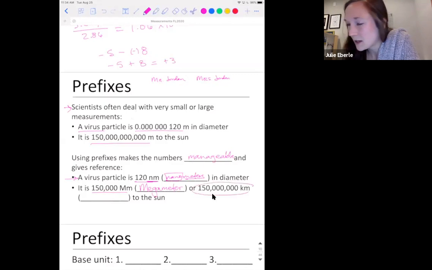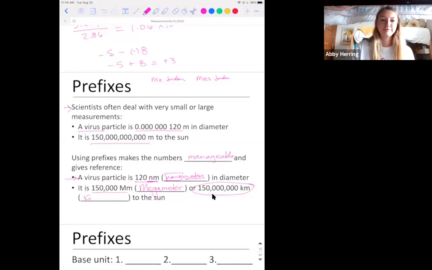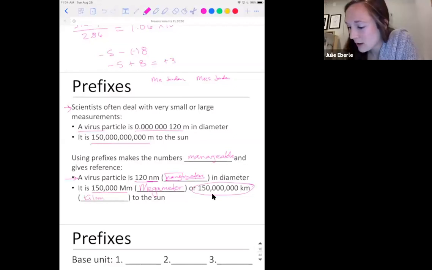Also, we could talk about it with km. Anybody recognize km? That one's a little more familiar. Kilometer. Yes. Kilo or kilometer, however you say it.